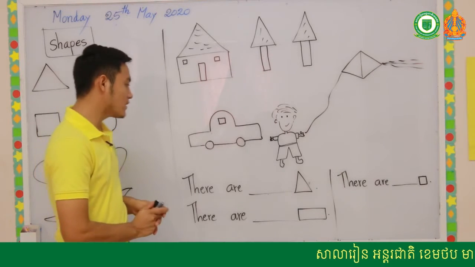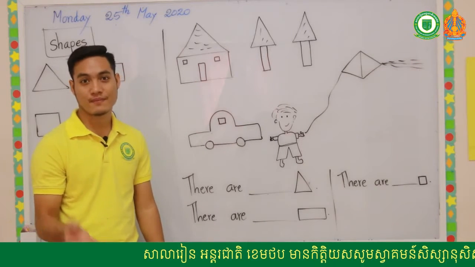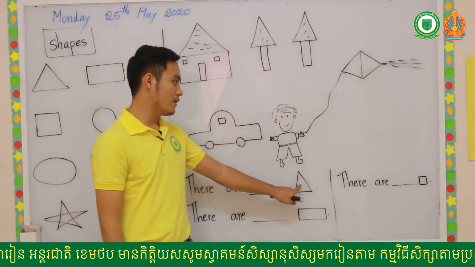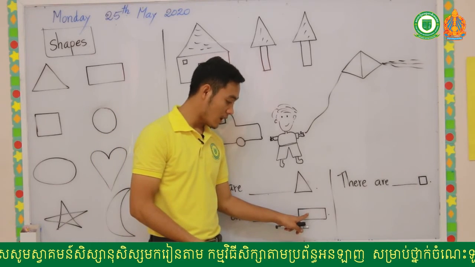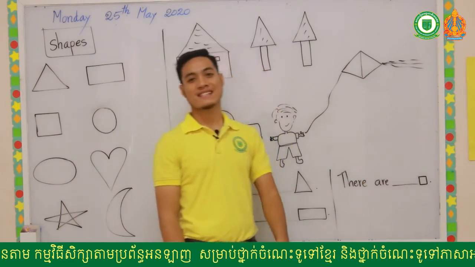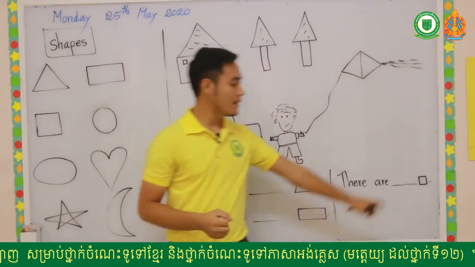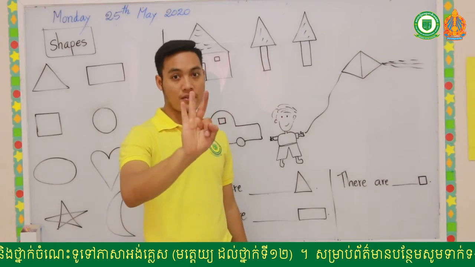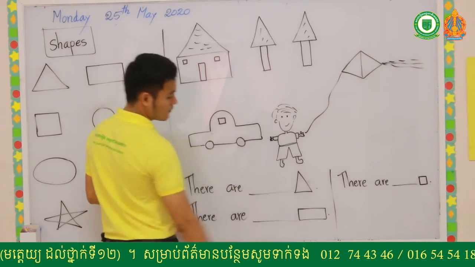So what I want you to do is find shapes. You need to find all triangles. How many triangles are there? You're going to find rectangles, all rectangles here, and you're going to find squares. So you need to find only three shapes: triangle, rectangle, and squares. You don't care about other shapes. You just care about these three shapes, okay? So now we're going to find together. The first one we try is triangle.